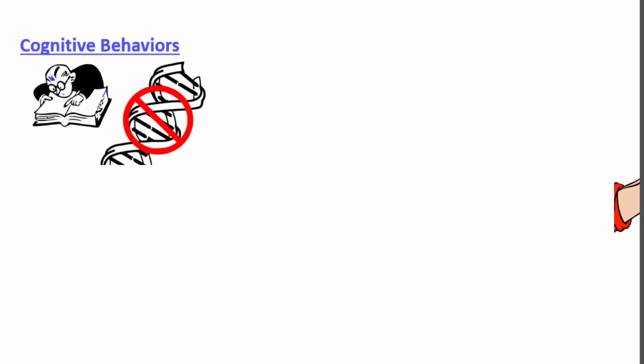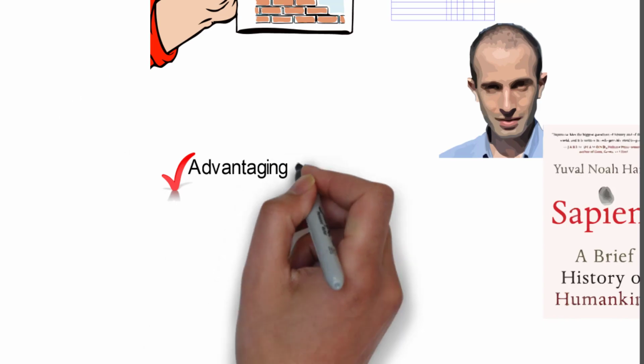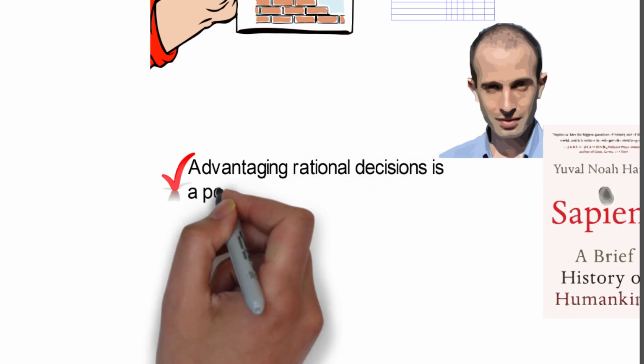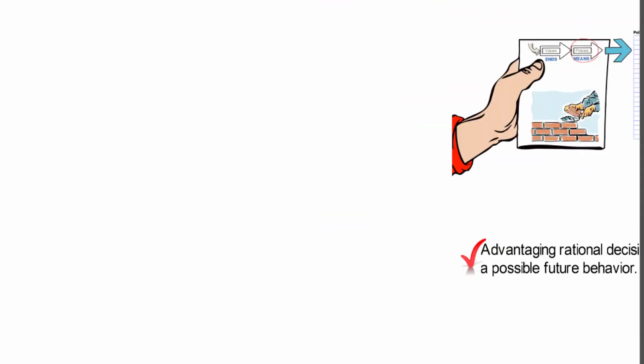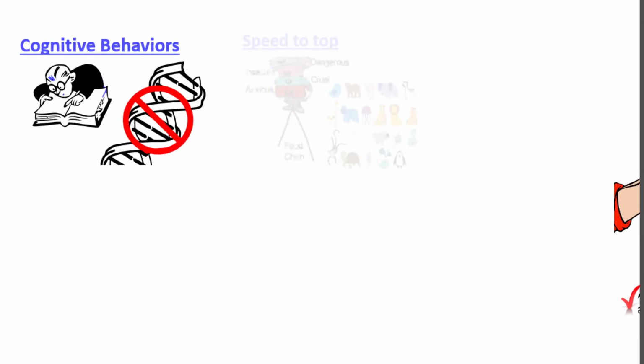And he says research indicates that Homo sapiens are not slaves to natural selection. And while there are some preferences that we inherit with our DNA, these are not behavioral imperatives. All right? So why is this important? This is important because this means advantaging rational decisions is a possible future behavior because we're not tied into that.